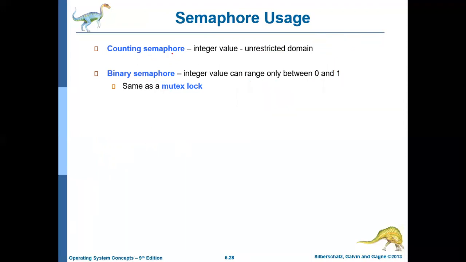Okay, counting semaphore will be used when the number of instances of the resources available are more than one. Say, for example, in your computer, 5 printers are available. Let us assume 5 printers are connected to your computer. So printer 1 to printer 5.